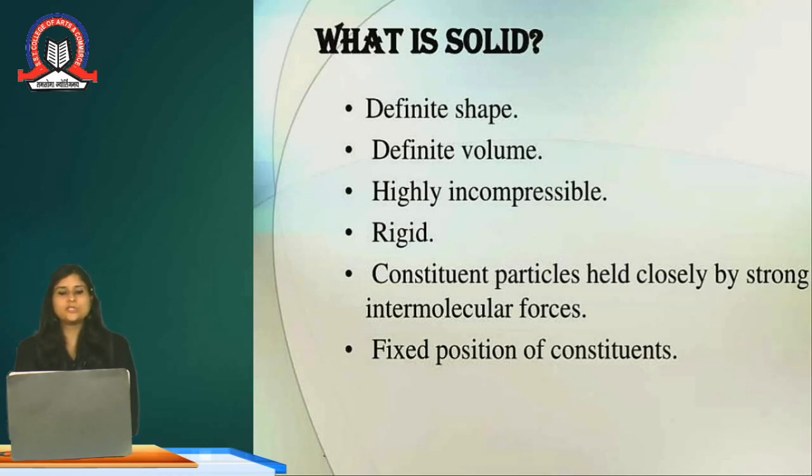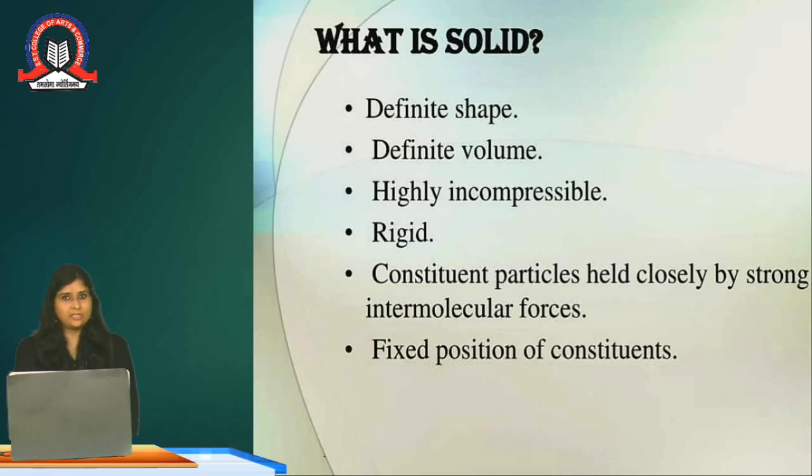Next is constituent particles held closely by strong intermolecular forces. Now, one question arises: why are solid atoms or molecules so compactly arranged? There must be some reason behind that, and this reason is the strong intermolecular force of attraction. All the atoms and molecules exhibit some strong forces between them. Because of that force of attraction only, they are situated at one place and compactly arranged.